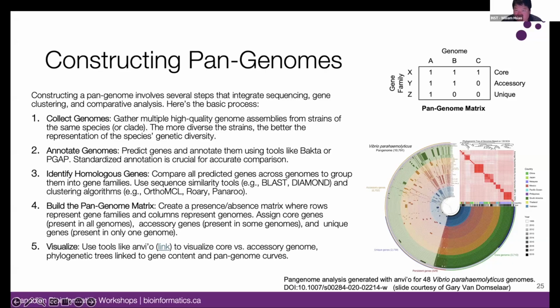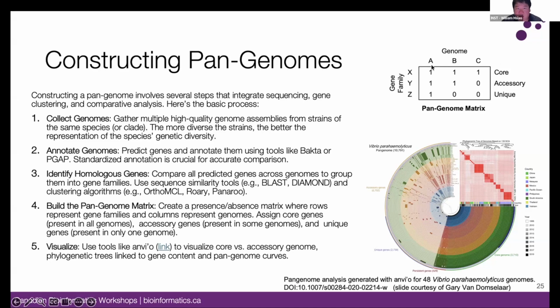So in other words, if you introduce bias in the annotation, at least it's consistent across all the genomes you're analyzing. Right? So then you want to identify the homologous genes. So compare all the predicted genes across the genomes and group them into gene families. And this can be done using sequence similarity tools and clustering algorithms. And as you can see here, the gene family is represented on the y-axis, and then the genomes are on the x-axis.